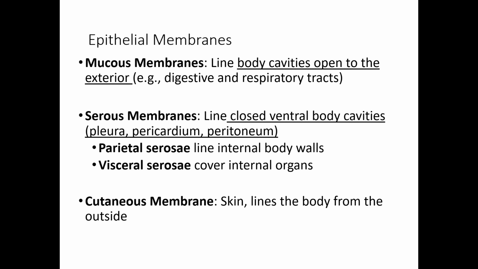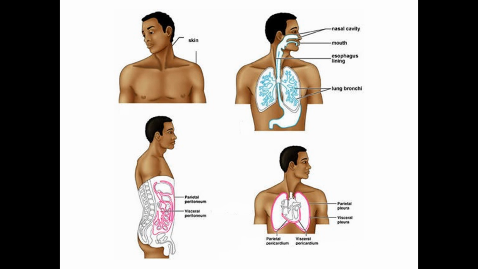For example, pericardium surrounding the heart has 2 layers. Visceral pericardium covers the heart itself, and parietal pericardium is covering the space surrounding the heart. Next, on cutaneous membrane, it's just another name for the skin. Please look at these pictures and decide which of those membranes would be mucous or cutaneous or another type.